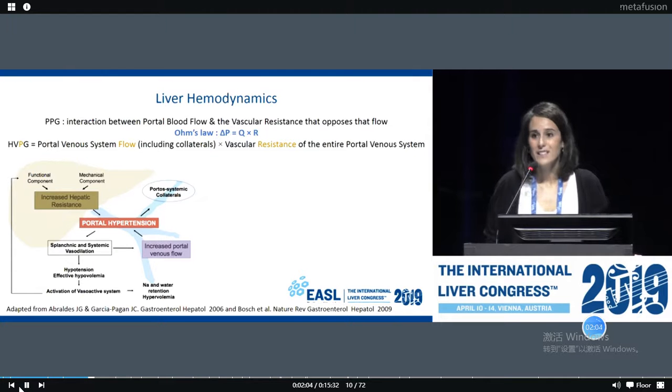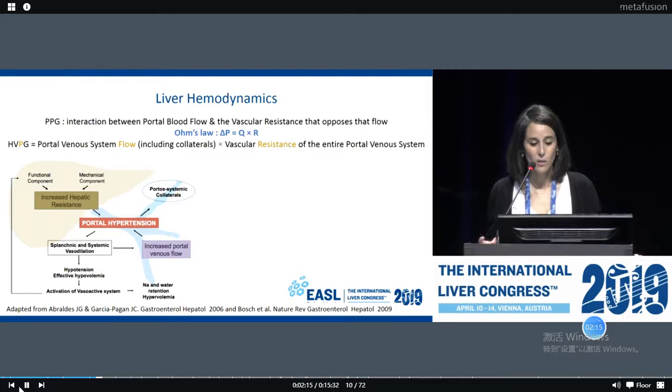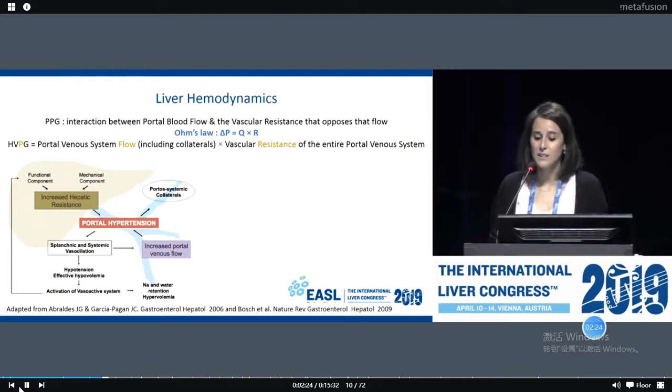So PPG is the interaction between both things, the portal blood flow, but also the vascular resistance that opposes this flow. And this is characterized by Ohm's law, in which HVPG depends on portal venous system flow, including the collateral flow, and the vascular resistance of the entire portal venous system. Therefore, anything increasing hepatic resistance or portal flow, or both of them, will increase portal hypertension.